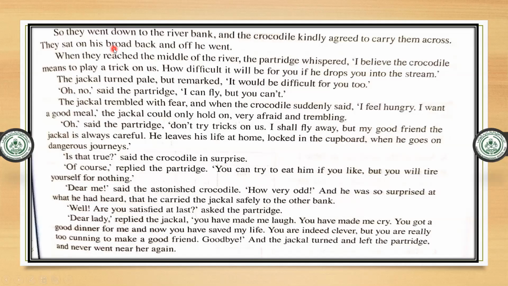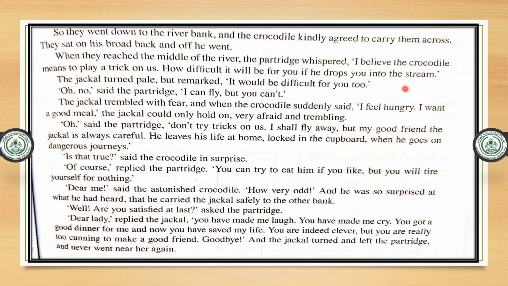So they went down to the river bank and the crocodile kindly agreed to carry them across. They sat on his broad back and off he went. Now, dear students, both were crossing the river, sitting on the crocodile's back. When they reached the middle of the river, the partridge whispered, "I believe the crocodile means to play a trick on us. How difficult it will be for you if he drops you into the stream."